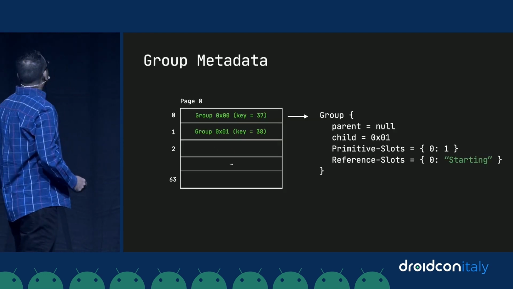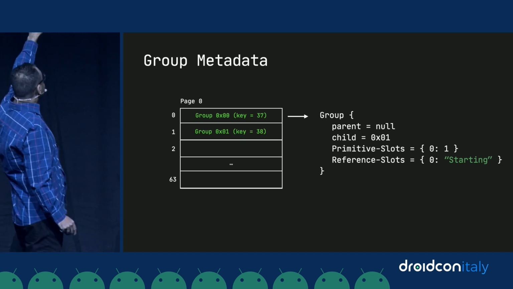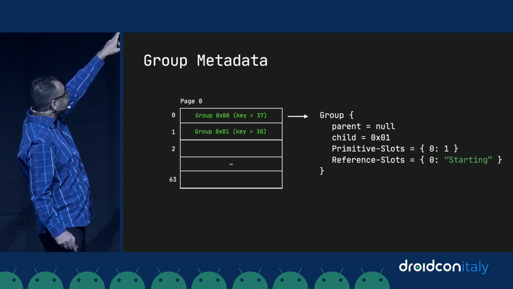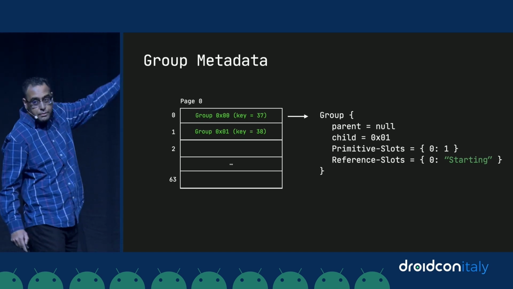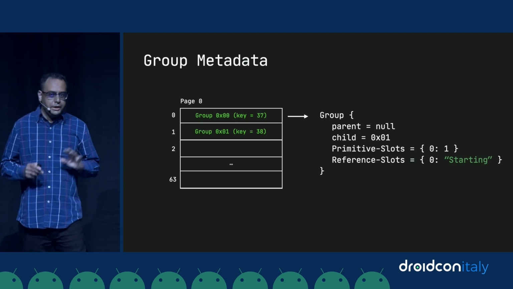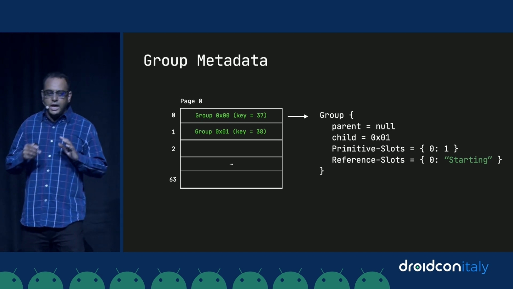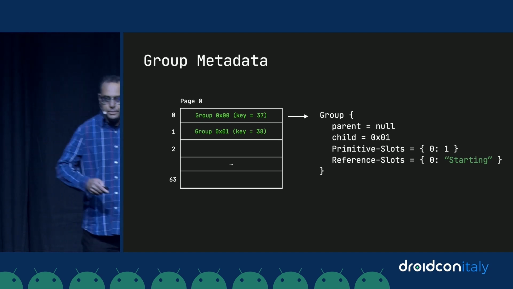So the question now, when you take a step back and look at this, you'll see each group has metadata, which is the primitive slots, reference slots. It also has more information in there. Let me make this important point. This is not an external API. This is an internal API.